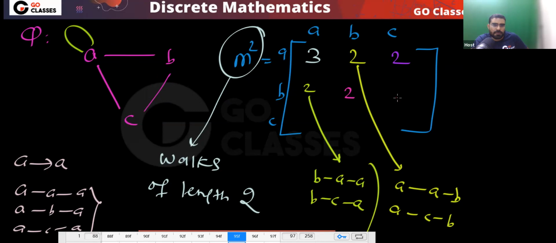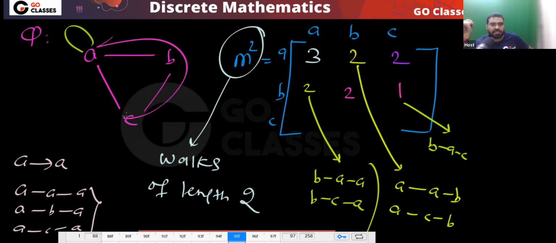From B to C, length 2, there will be only 1, right? Yes or no? There will be only 1 from B to C, and that will be of length 2. That will be like from B to A, then from A to C. What about C to A? Tell me, what about C to A? Length 2. Okay, only look at length 2.